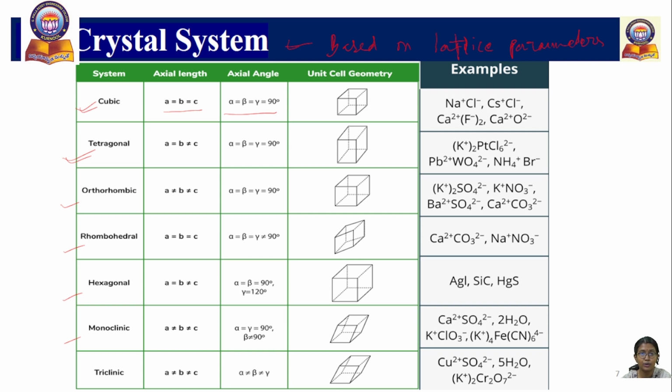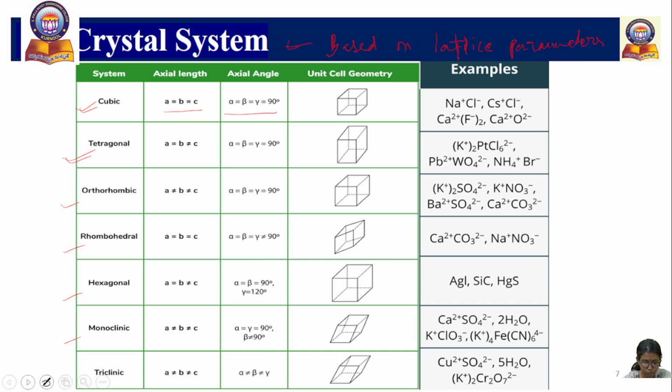So you have to know what is cubic: when all sides are equal and all angles are equal to 90 degrees. Who are these angles? These are interfacial angles. Who are these sides? A, B, C. These are the distances from one lattice point to another lattice point along the x, y and z directions.